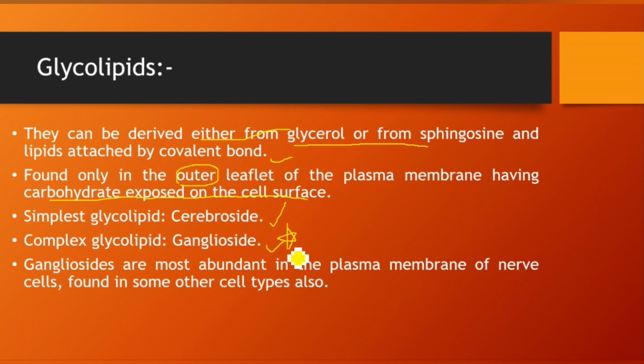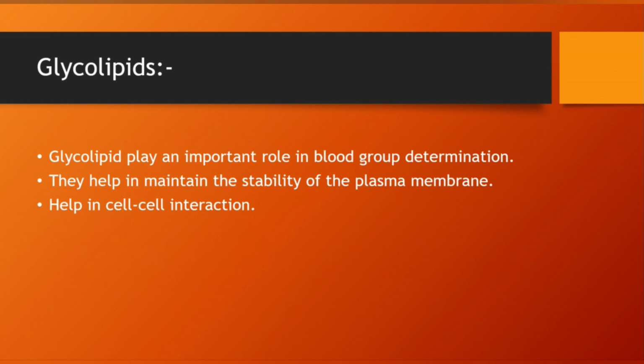Gangliosides are the most abundant in the plasma membrane of nerve cells. They are found in some other cell types also. So glycolipids play an important role in blood group determination. Okay, they help in maintaining the stability of the plasma membrane.